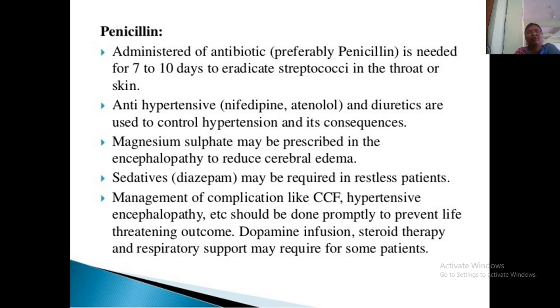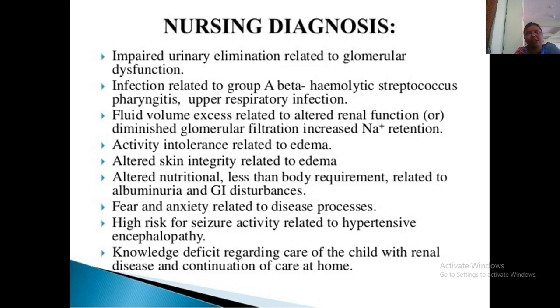Penicillin is preferably given as an antibiotic for 7 to 10 days. Antihypertensives are nifedipine and atenolol. Magnesium sulfate may be prescribed in encephalopathy to reduce the cerebral edema. Sedatives, that is diazepam, may be required in restless patients. Management of complications like chronic cardiac failure, hypertensive encephalopathy, etc. should be done promptly to prevent life-threatening outcomes. Then dopamine infusion, steroid therapy, and respiratory support may be required for some patients.